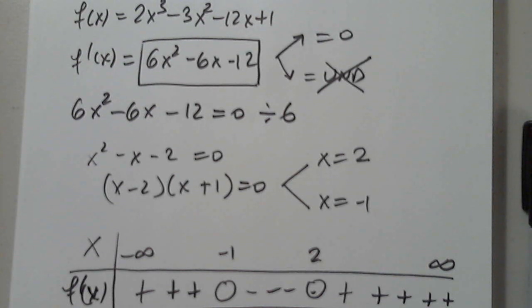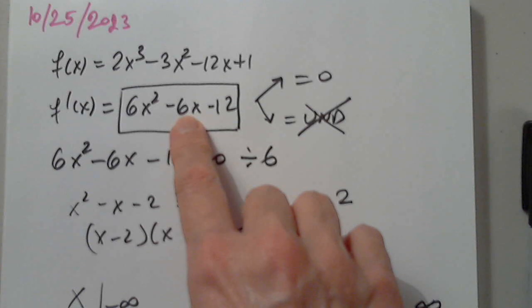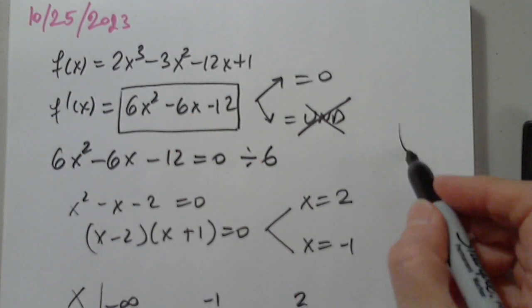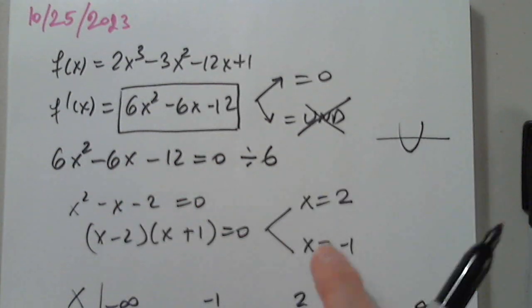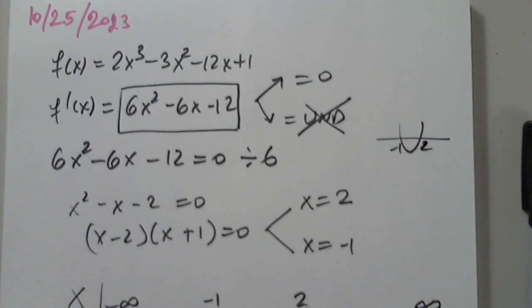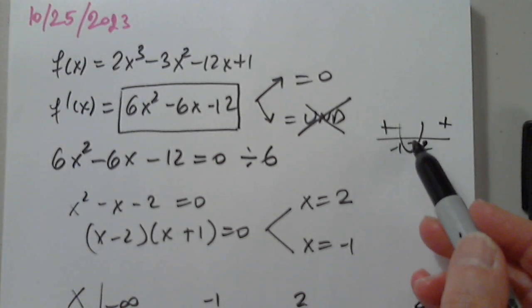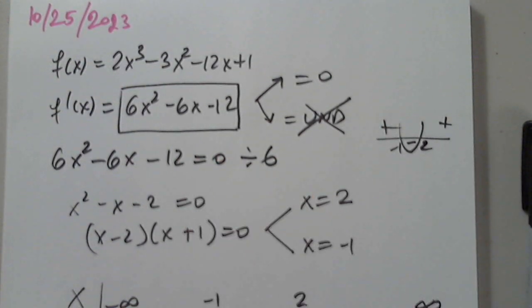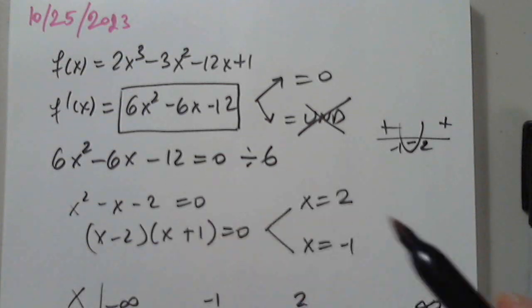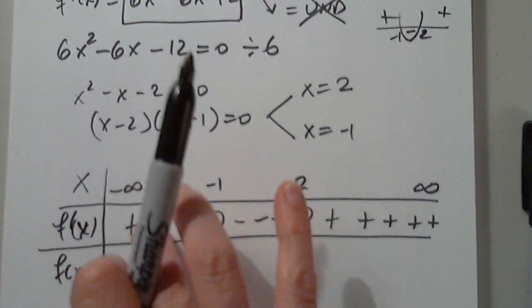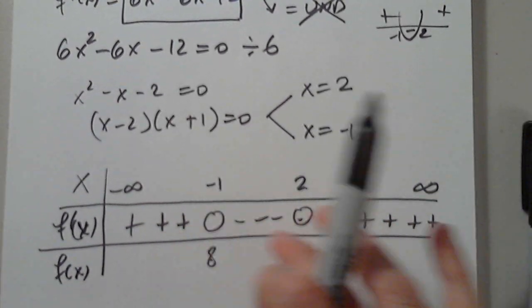Honestly, this is not how I do it. I know that this is a quadratic function. The derivative is a quadratic function. It opens upward, and it crosses at negative 1 and 2. So to the sides, it must be positive, and right here in between must be negative. I don't plug in numbers for something like this. But that's the easiest way. Plug in a number, plug in a number, plug in a number, and get the sign.